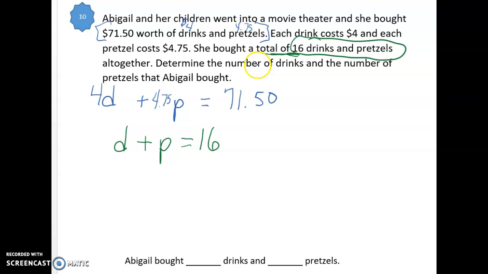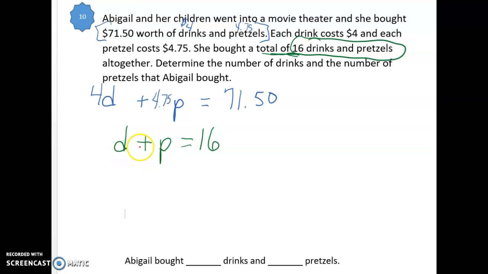All right, determine the number of drinks. As I thought, we have to figure out how many drinks and the number of pretzels. I could plug and chug this one until I get it to work, but I don't need to. I could try one drink price, one pretzel price until I got it to work, but I don't have to because I know how to use systems of equations.